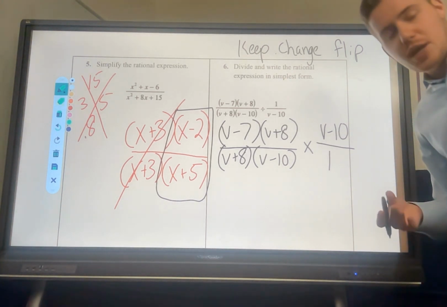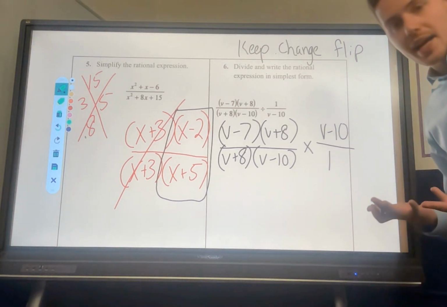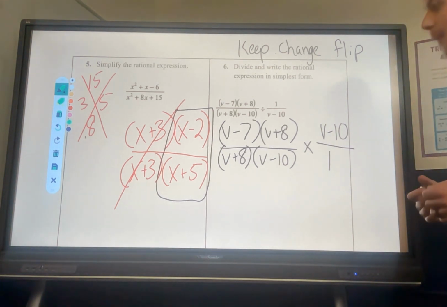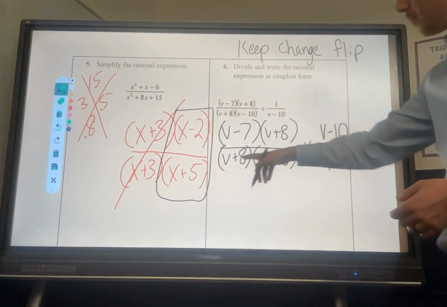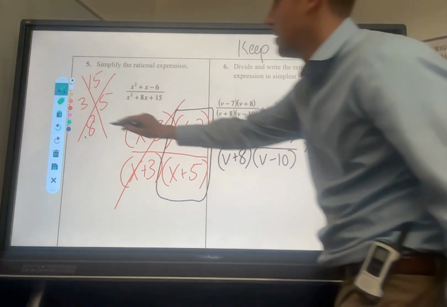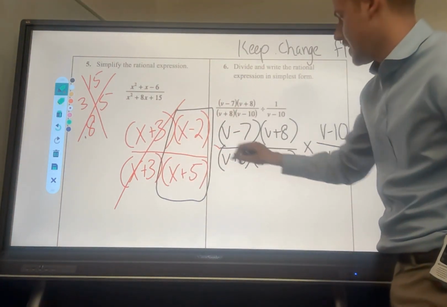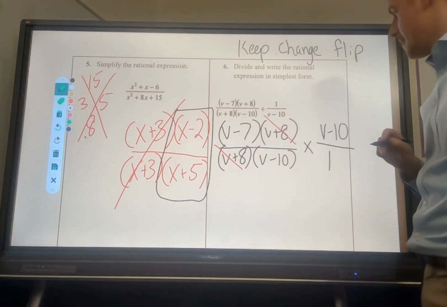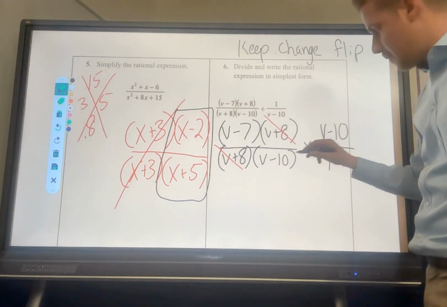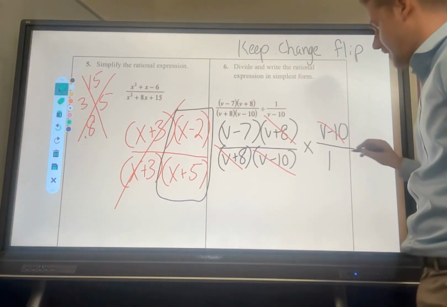Now that we've done our keep, change, flip, we can see what cancels. And so again, something cancels if it's in the numerator and in the denominator. Let's look through here. Okay, I see v plus 8 and v plus 8. I see them in both the numerator and the denominator. Let's go ahead and cross that out, and cross that out. And then I also see v minus 10. It's in the numerator and the denominator here. That's great news. Let's cross that out.